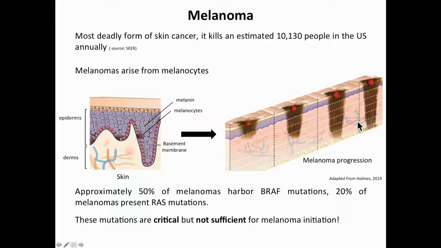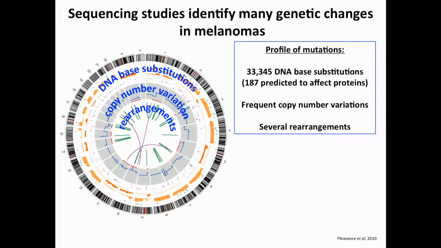Approximately 50% of melanomas harbor BRAF mutations, and 20% of melanomas present RAS mutations. But these mutations, though they are critical, are not sufficient for melanoma initiation. So there's a need to look for additional genes. And melanoma is highly unstable genomically. Sequencing studies allow us to identify many genetic changes in melanomas.